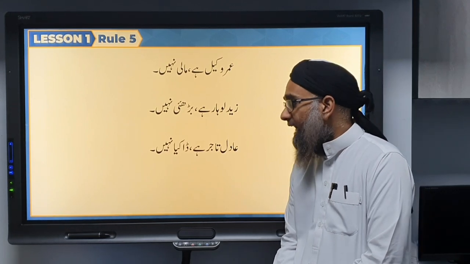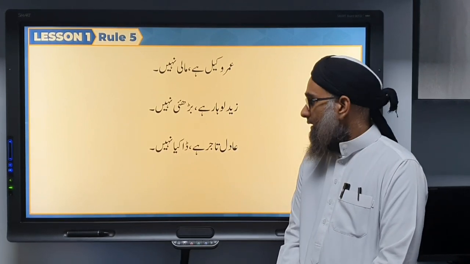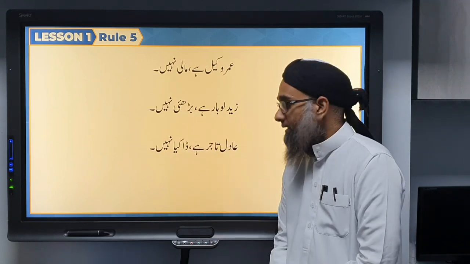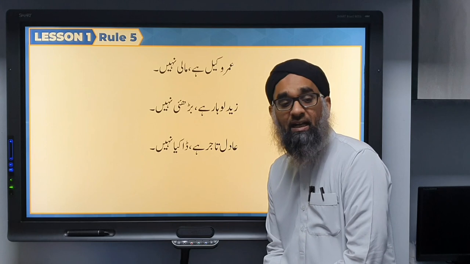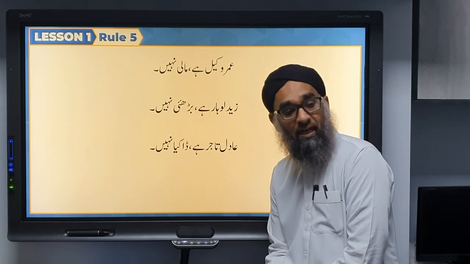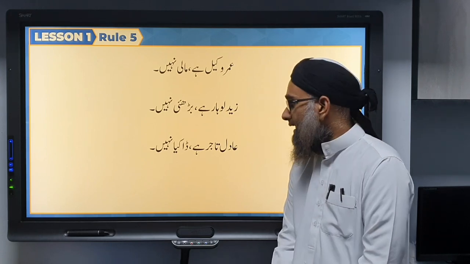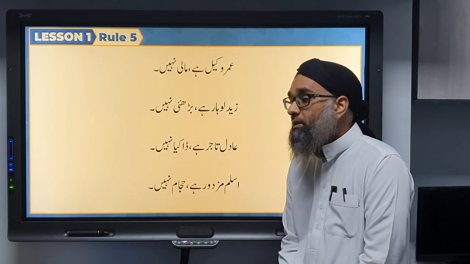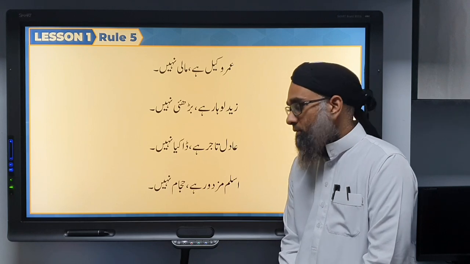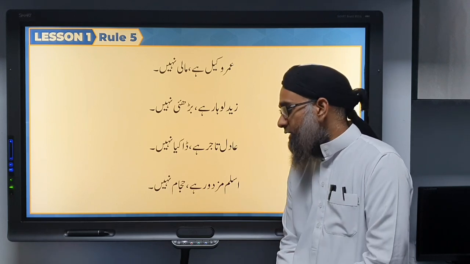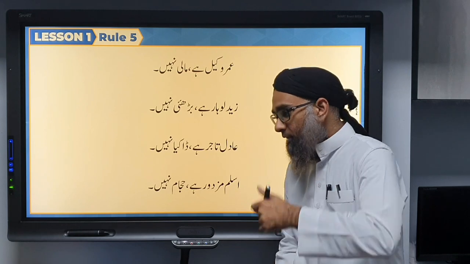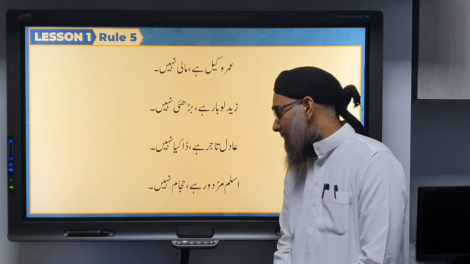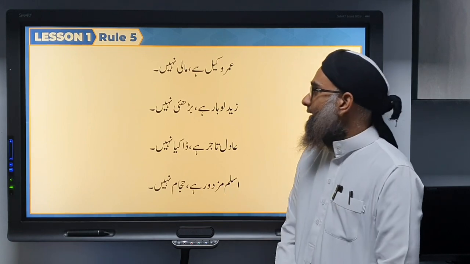Adil tajir hai, dakia nahi. The guy that drops off the mail, the postman. Dak is post, dak khana, post office. Dakia, postman. So Adil tajir hai, dakia nahi. Okay, next one. Aslam mazdoor hai, hajjam nahi. Mazdoor is a worker, laborer. Hajjam is a barber, the hair person. So Aslam mazdoor hai, hajjam nahi. Okay, let's do this one.